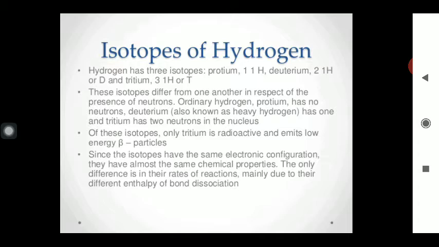And on the basis of this loss in the form of alpha, beta, gamma, the properties of the element also change. So we can say this hydrogen can show numerous properties. Since the isotopes have the same electronic configuration, they have almost the same chemical properties. The only difference is in the rates of the reaction, mainly due to their difference in enthalpy of bond dissociation.